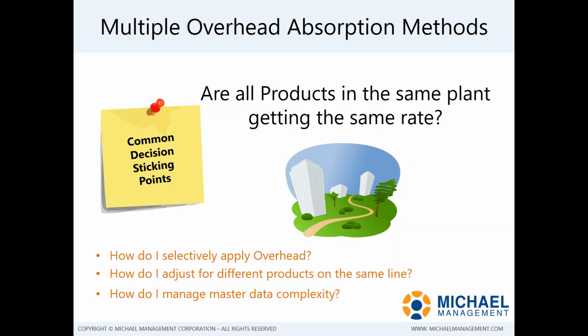The other one is how do I manage my master data complexity? If you have very simple rules applying a very standard overhead rate to all products, this could be quite simple, but as you want to get more complex and to have varying different rates, you need to think about how do I manage my master data to at least get the rates effectively applied and not have errors or problems with your costing process.